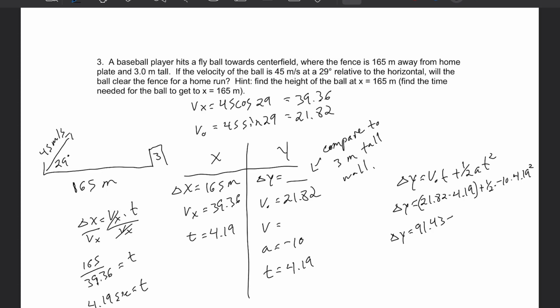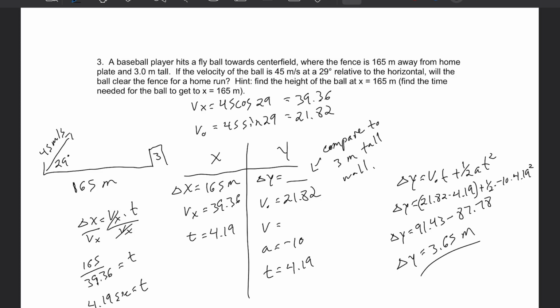And then I put minus because I know it's going to be 1/2 times negative 10. So I know I'm going to be subtracting this number. That number is going to be negative. So I've got 4.19 squared times essentially 5, because 1/2 of 10. I get 87.78. Then I'm just going to combine those numbers. I've got 91.43 minus 87.78, which gives 3.65 meters. So our height is 3.65 meters.